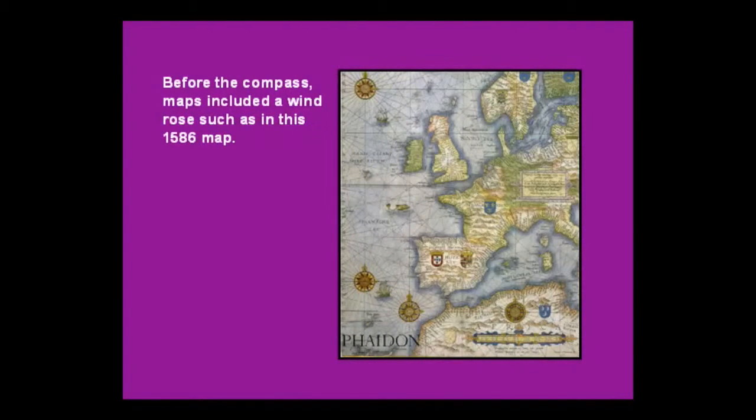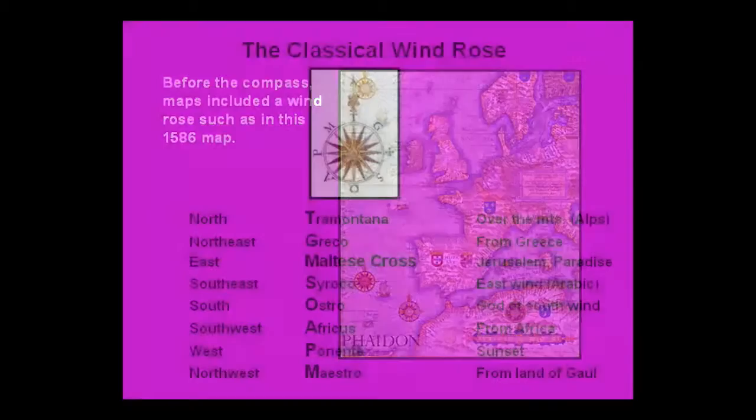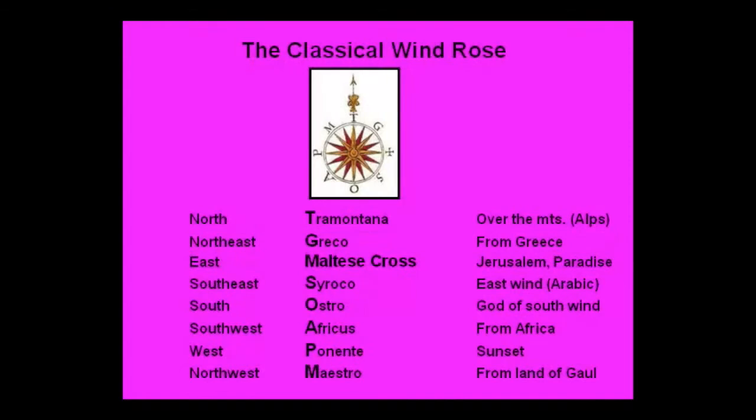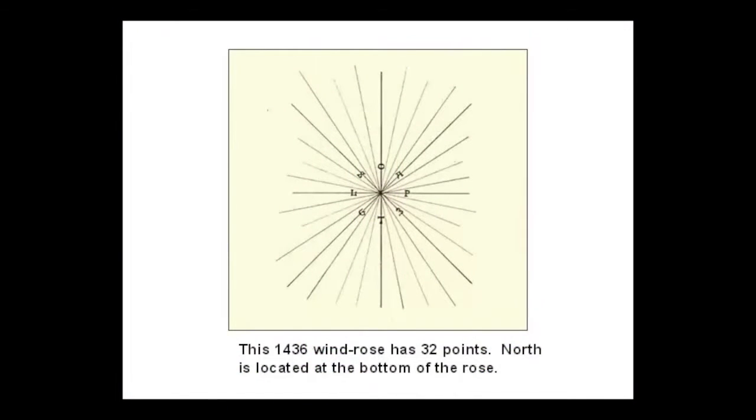Before there was a magnetic compass, maps included a windrose to orientate the sailor. The classical winds were generally depicted with initials for each rhumb line. Here are some examples.